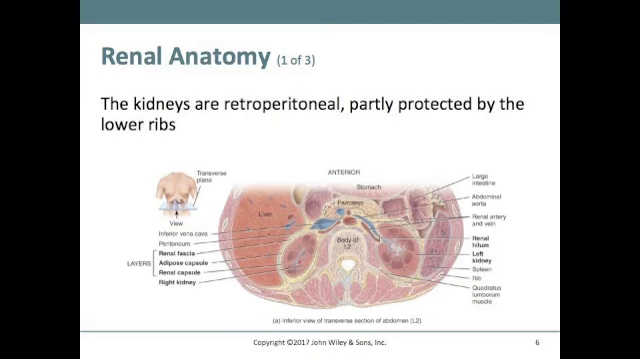Moving on to the next slide, this is figure 26.2 on page 1045. This shows the position and coverings of the kidneys. The kidneys are what we call retroperitoneal, and they are partly protected by the lower ribs. Furthermore, the kidneys are surrounded by a fibrous capsule, a pararenal fat capsule, and the renal fascia.